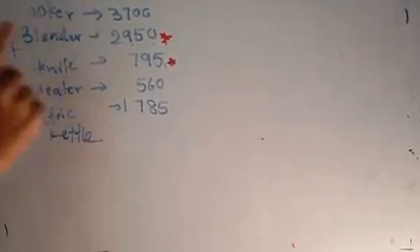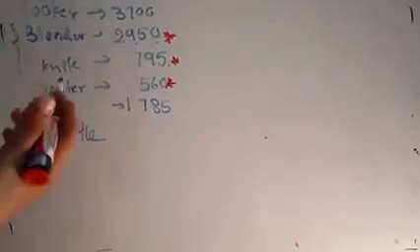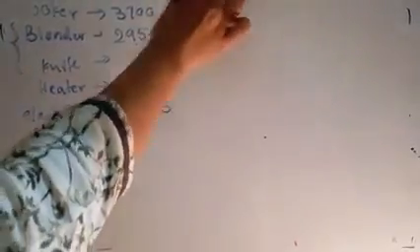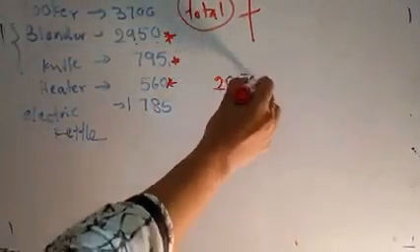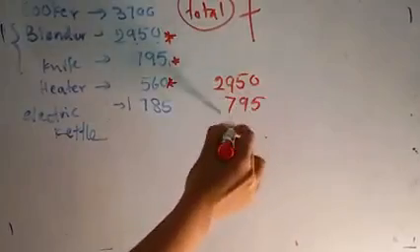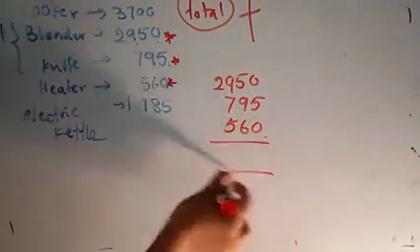The question 4 says, what is the total amount that should be paid to buy a blender, heater and a knife? Here the blender, heater and a knife. These three. To buy these three, what is the amount should be paid? What should we do? Total. The word total gives us the hint that you should add all these together. 2,950, 795, 560. All these together you have to add.